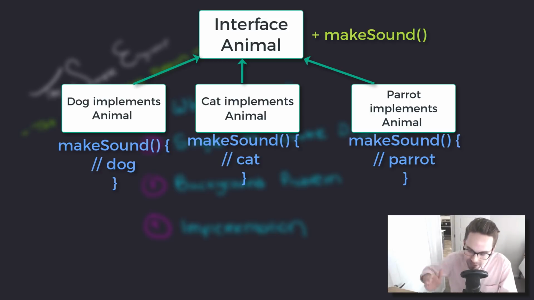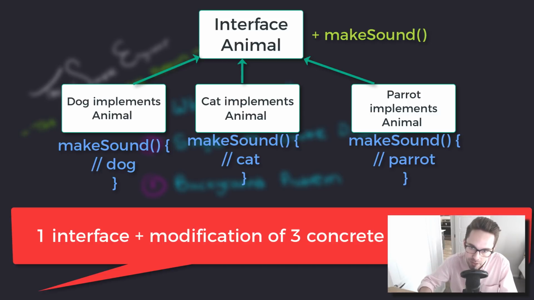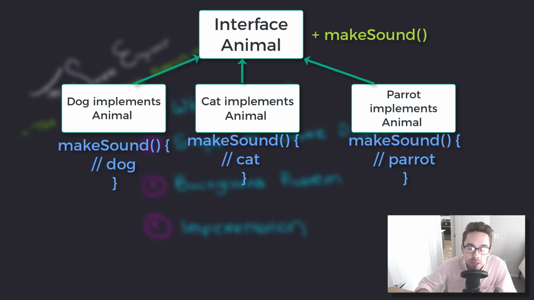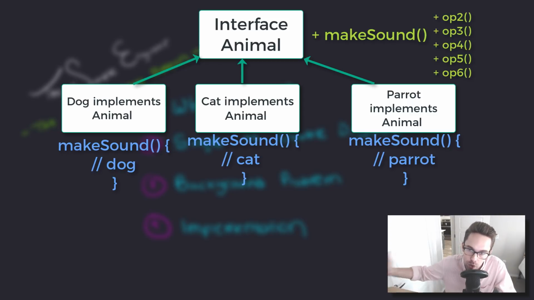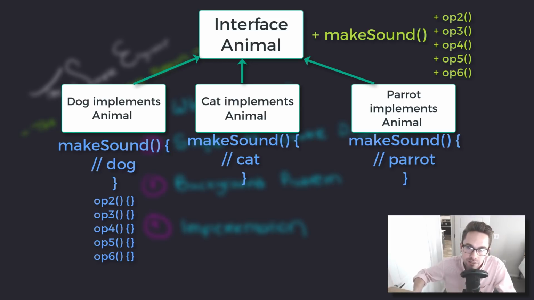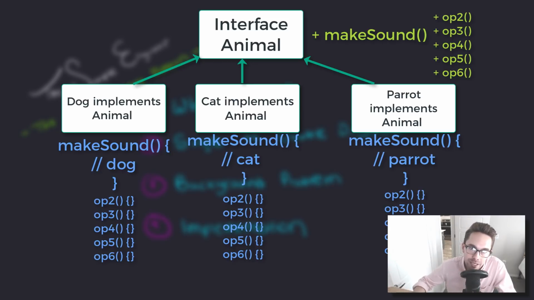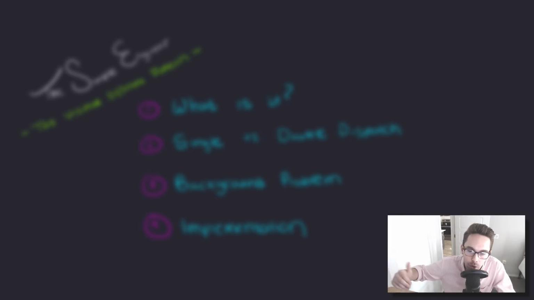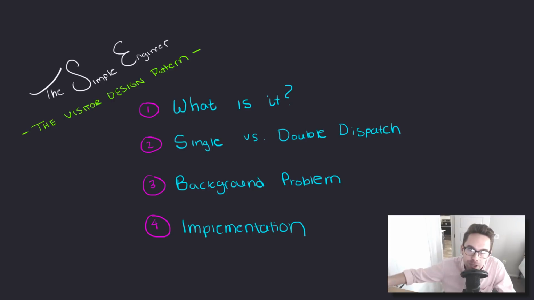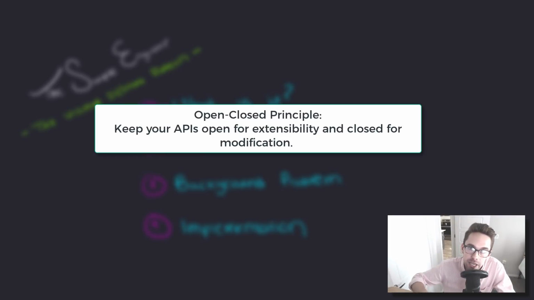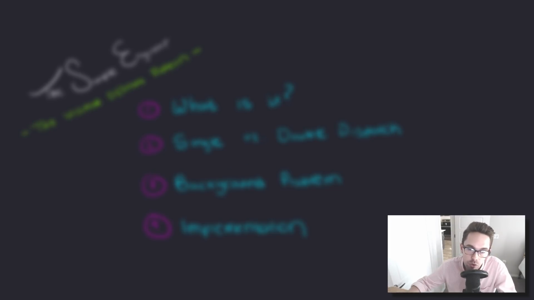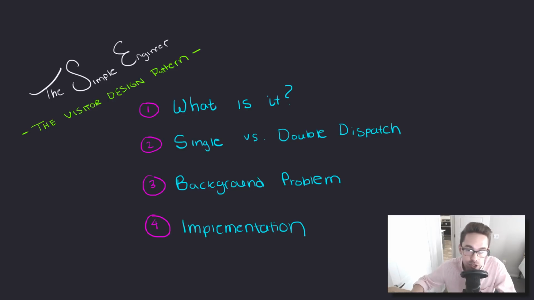So what I'm doing is I'm tightly coupling the operations that I'm performing on these different animals to each individual animal object. And that becomes very, very hard to maintain as we grow the number of operations on our classes. In addition to that, we are violating the open-closed principle. The open-closed principle says we need to keep our APIs open for extensibility, but closed for modification. In other words, we don't want to have to modify the original API just to add new operations that interact with these objects.